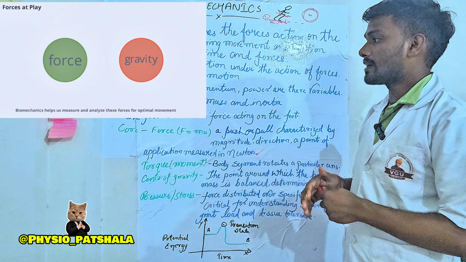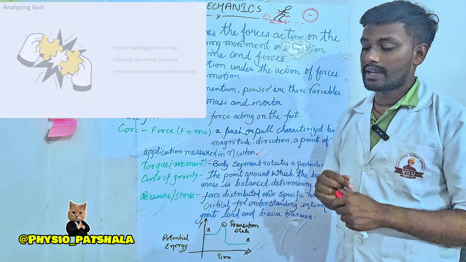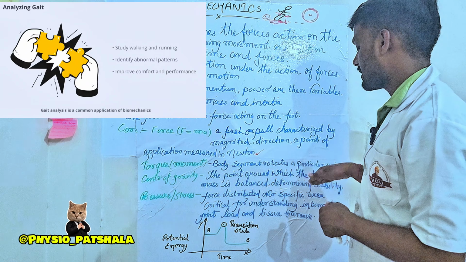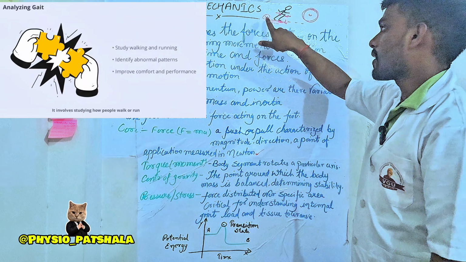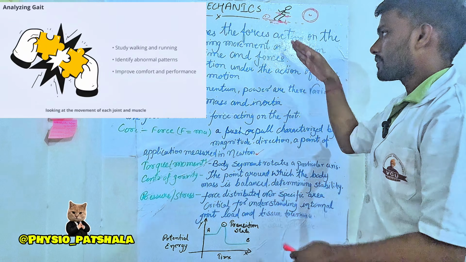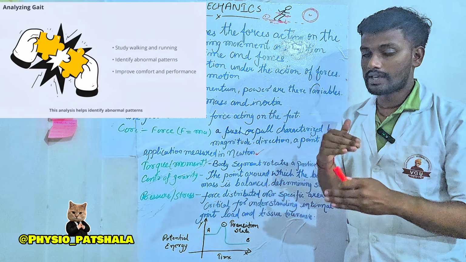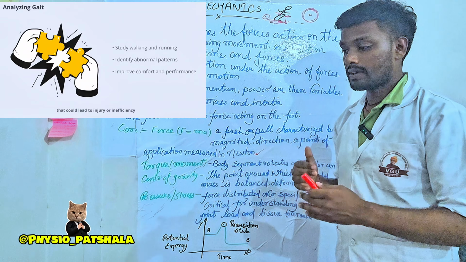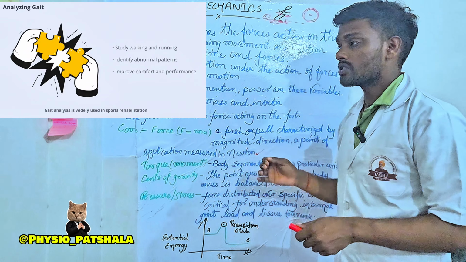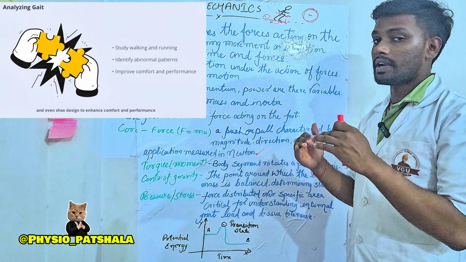Next is center of gravity. It is also an important key principle of kinetics, because it is the point around which the body mass is balanced, determining stability. When a person has to move from one place to another, their center of gravity has to shift, whether the body is flexing down, extending, or in a normal position. So the center of gravity is always shifting upward and downward.